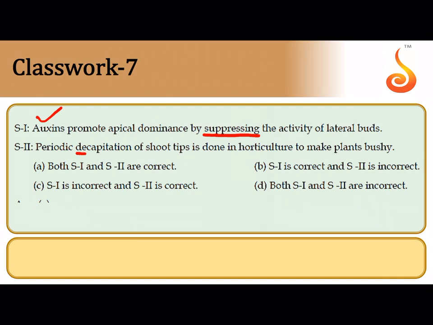Periodic decapitation means removal of the shoot tip, that is done in horticulture, makes the plant bushy. Why does it make the plant bushy? Because it allows the lateral buds to grow. When you cut off the apical meristem, then you are allowing the axillary meristem to grow, and as a result the plant stops growing vertically, it starts growing horizontally to become a bush and it is used in growing hedges in horticulture, isn't it? Yes. So both statement 1 and statement 2 are correct.